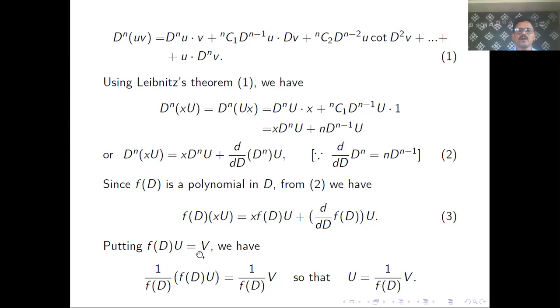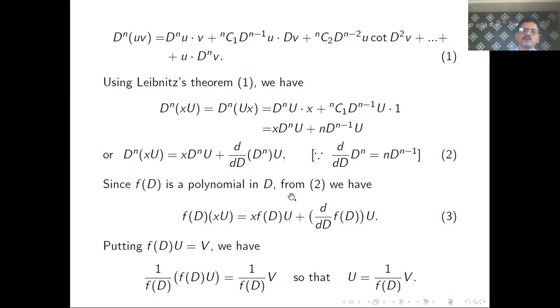Operating 1 upon f of D on both the sides of this, there you will get 1 upon f of D, f of D u is equal to 1 upon f of D, phi as it is. And from this, we get the value of u as 1 upon f of D into v.